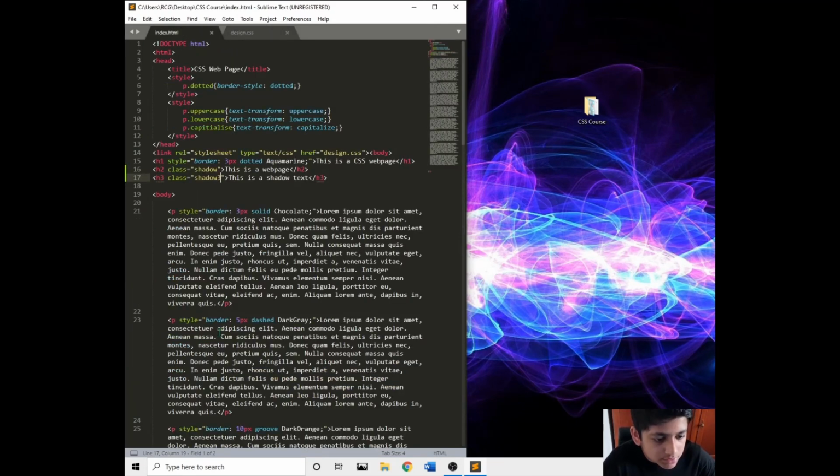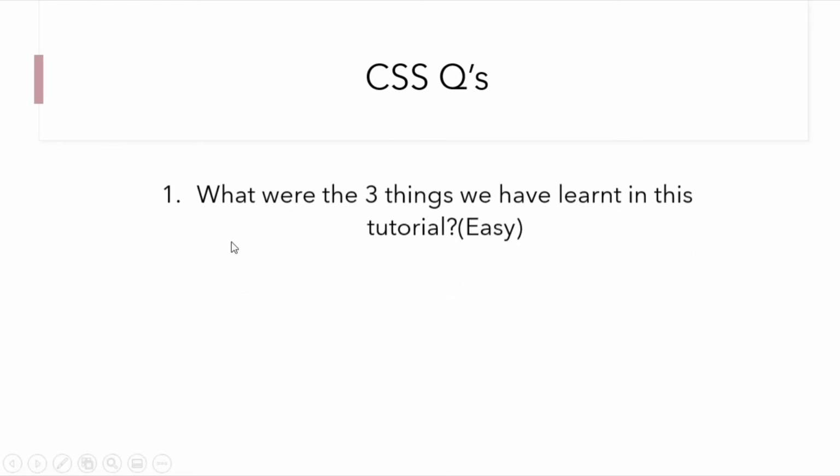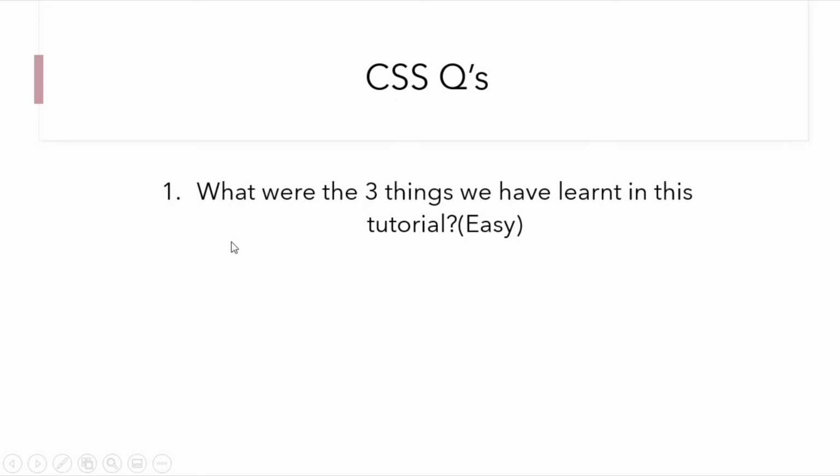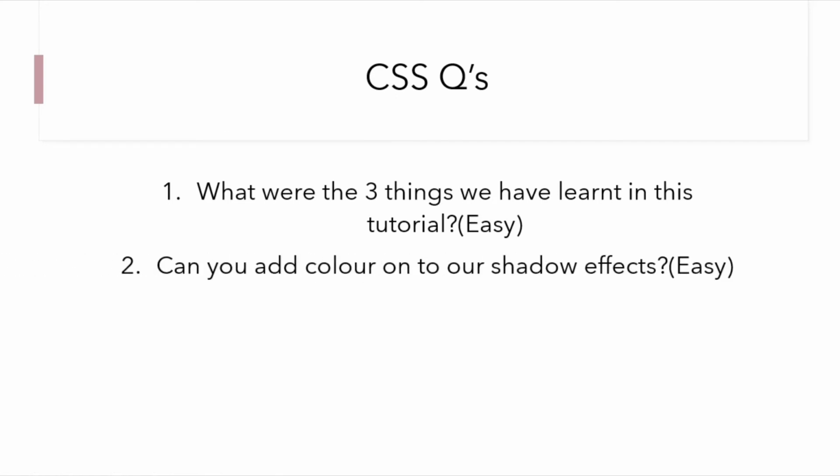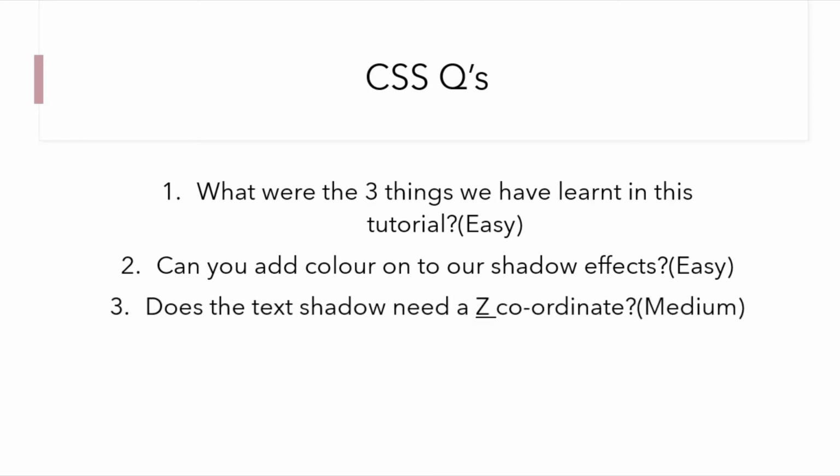So let's go into the CSS questions. So here are the CSS questions. For number 1, what were the 3 things we have learned in this tutorial? Number 2, can you add color onto our shadow effects? And number 3, does the text shadow need a Z coordinate? There will be easy and medium questions. I'll give you a few seconds.